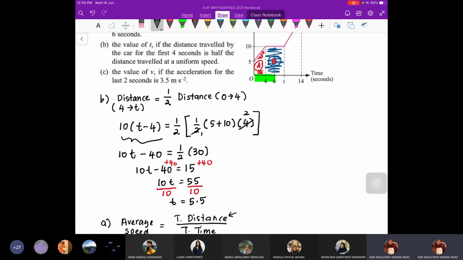Dia kata area of trapezium is half area of rectangle. How can that be? Kejap. Oh, do you guys know kat mana saya salah? Enggak, Miss. Tak tahu ni. Saya salah dekat first ni pemahaman. Okay, kamu baca semula secara logik akal.